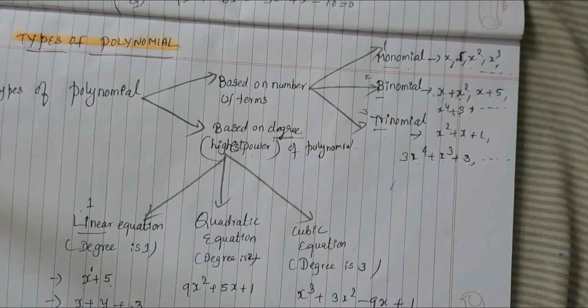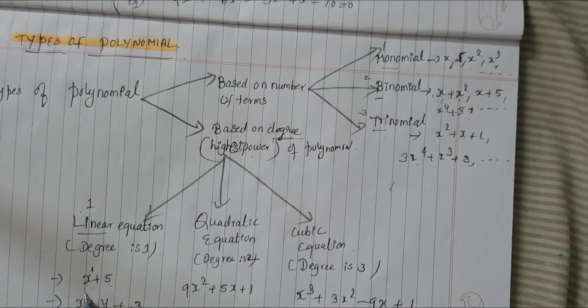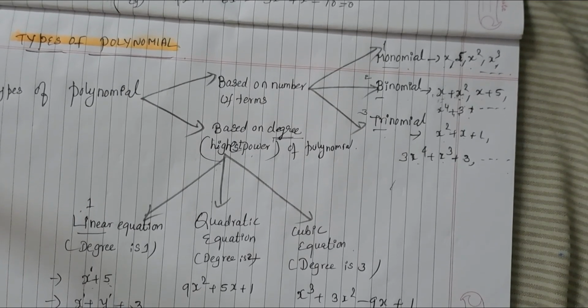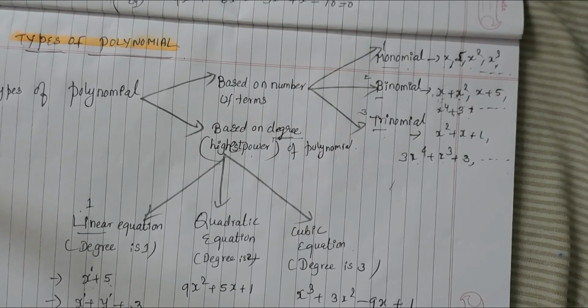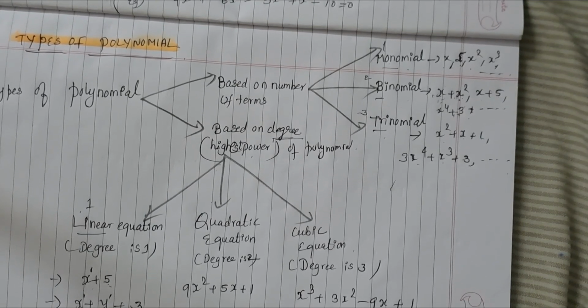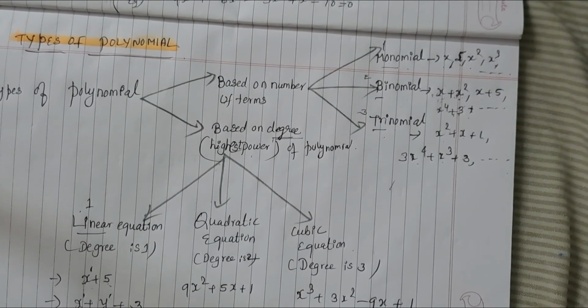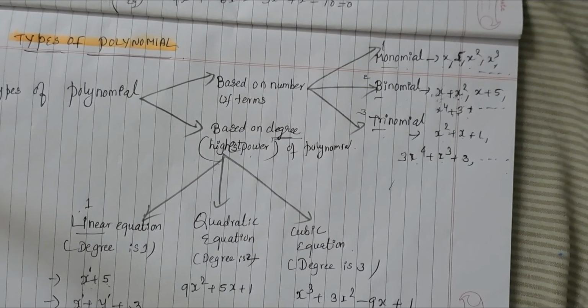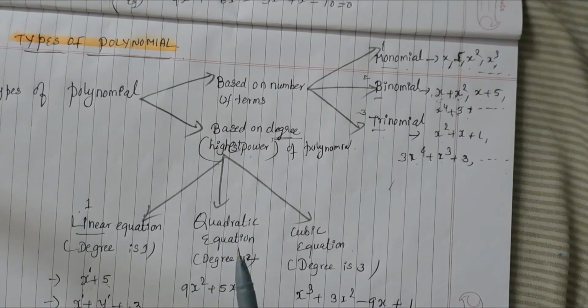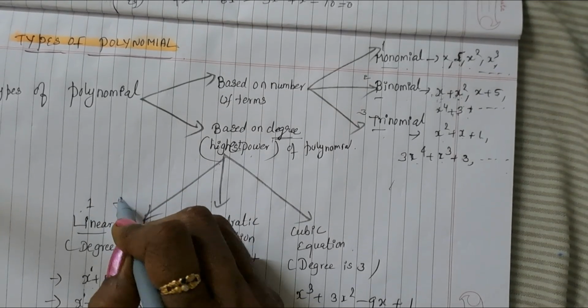X plus y plus 3, here also x has power 1, the degree is also 1. So this is a linear equation in two variables because two variables are present. Three variables means x plus y plus z. So this is a linear equation in three variables. Okay, got it?